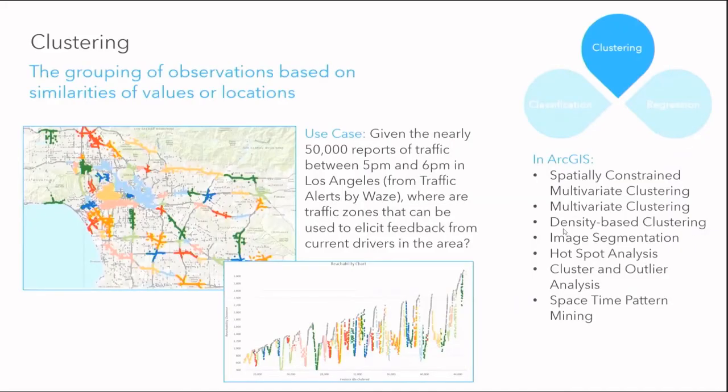Let's talk about clustering. Simply put, with clustering, we are interested in grouping observations based off of a similarity. There are different types of clustering that you can perform in ArcGIS, and on the right, you can see different types of tools that you can use to perform these clustering tasks.